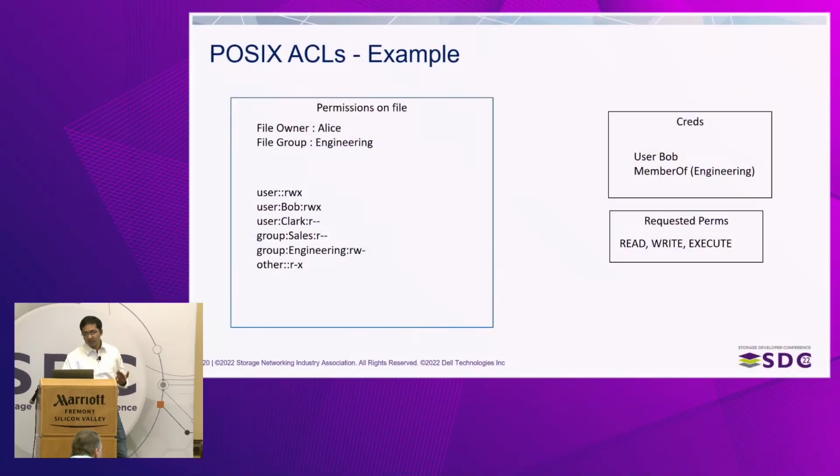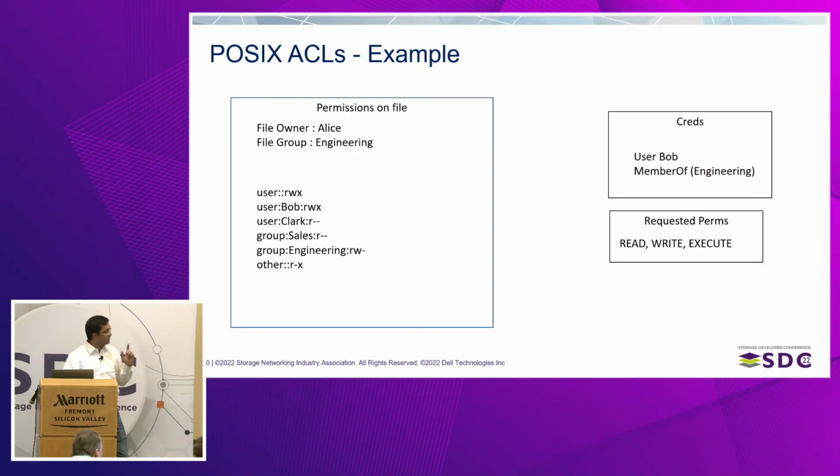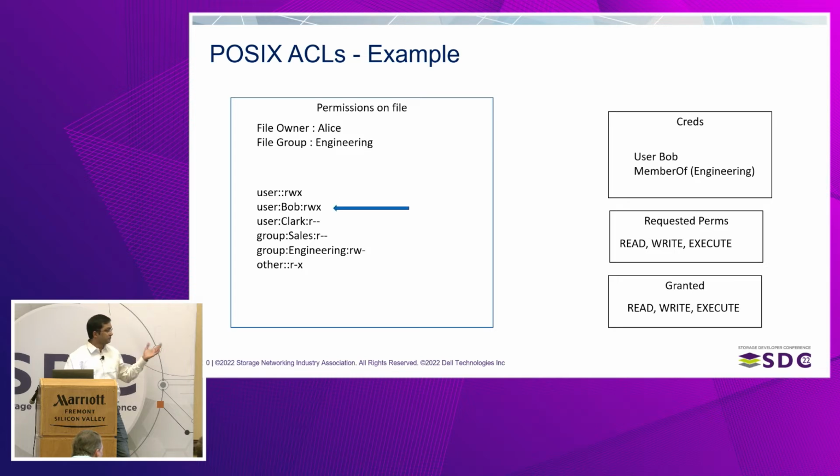Good question. Okay, so here's the same Alice and Bob example, and here we're looking at Bob. Bob in this example has an explicit ACE. The second ACE here is specifically for Bob, and it grants read, write, execute. So the way it works is you look at the first ACE. Bob is not the owner of the file, so you skip it. You look at the next one, and there's an explicit ACE for Bob that grants read, write, execute. So done.